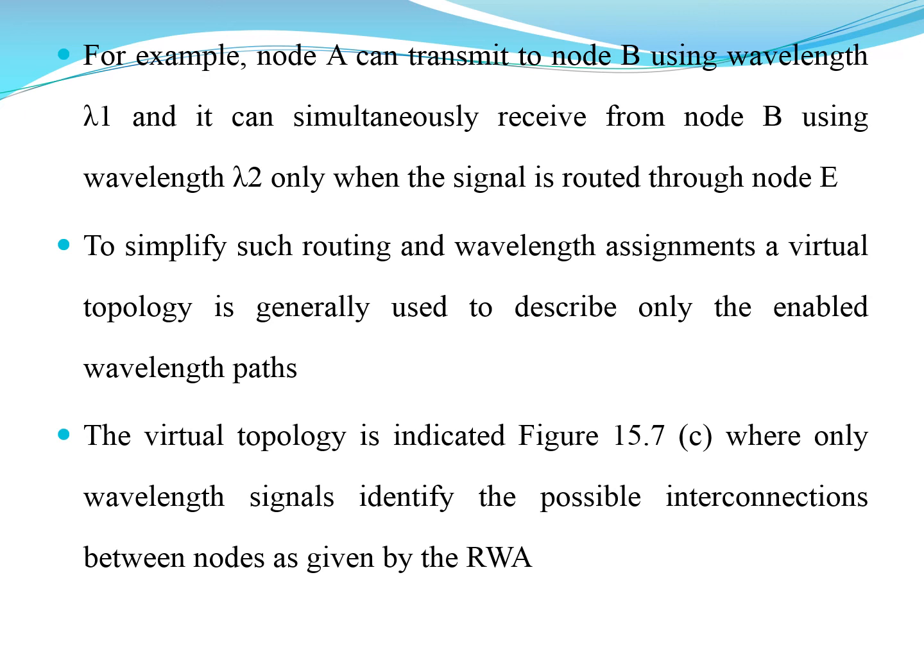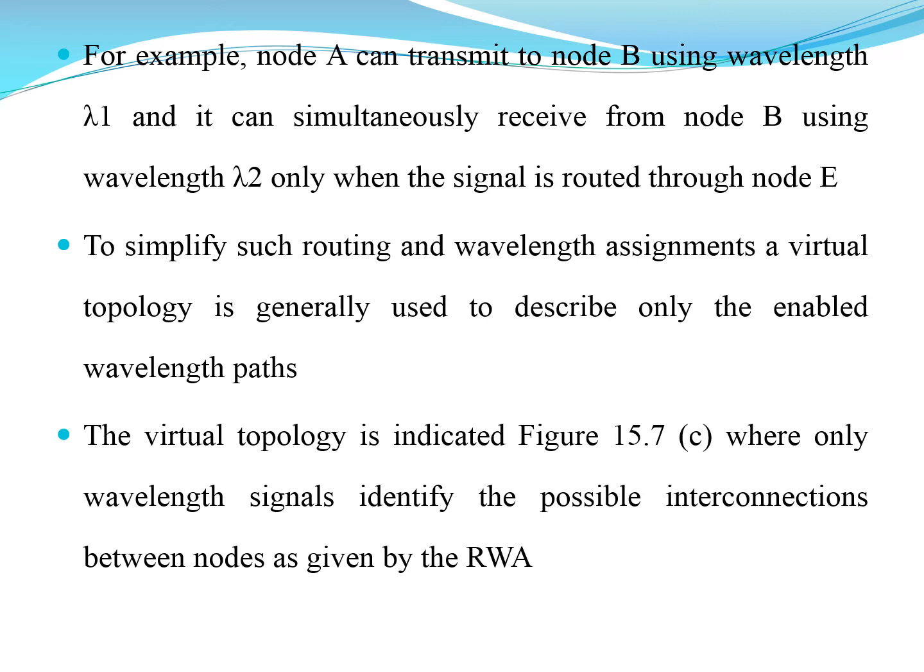So for example, if I consider node A can transmit information to node B using a wavelength lambda 1, and also it can simultaneously receive from node B using a different wavelength lambda 2 only when the signal is routed through node E. So routing is a main concept discussed in this particular topic.